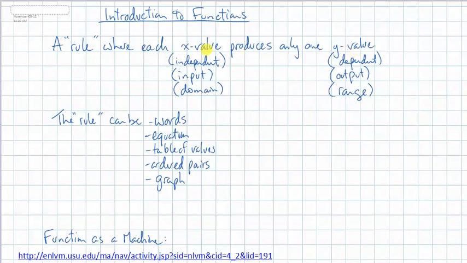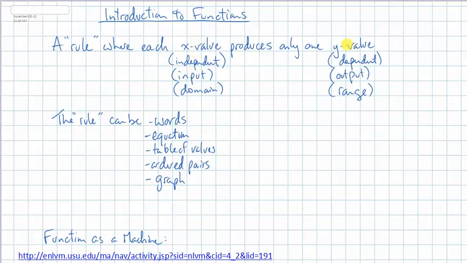Now, x value can be represented different ways. It can mean the independent variable, the one that we choose or the one that just happens. It can also be called the input variable. It can also be referred to as domain values. All of those are reference to the same thing.